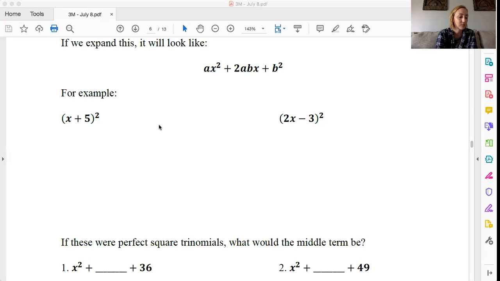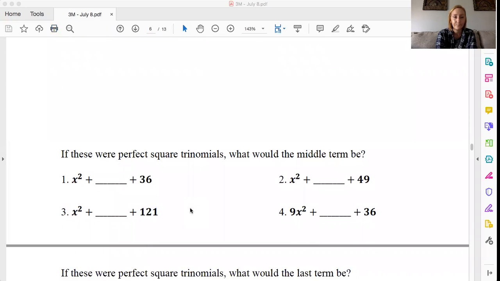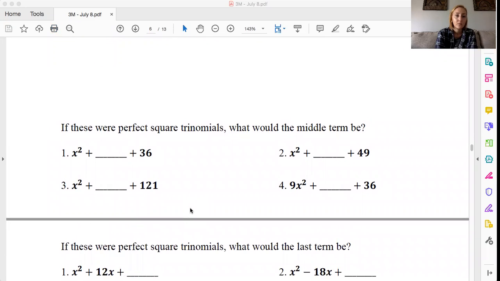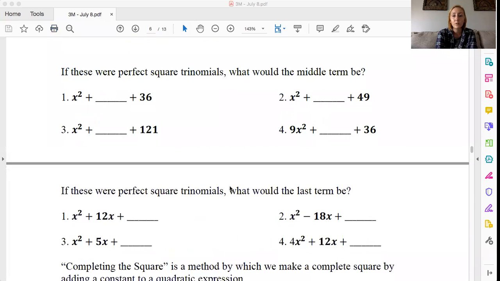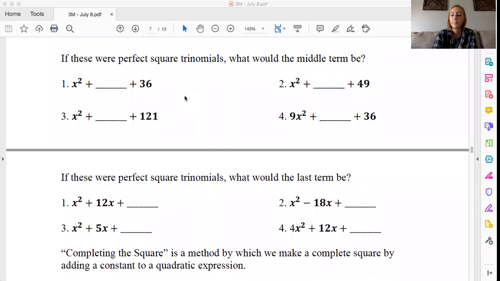So I don't see the point in doing that. So if these were perfect square trinomials, what would the middle term be? So I'm going to look here. So here, what we do with these guys is we take our c value, so c, we do the square root, and then we times it by 2.